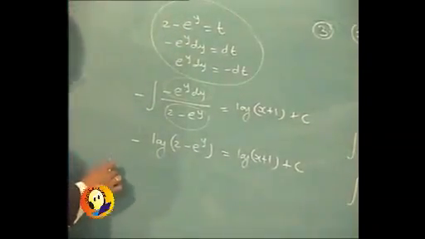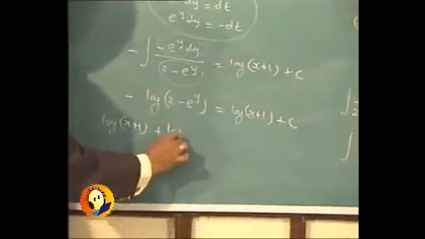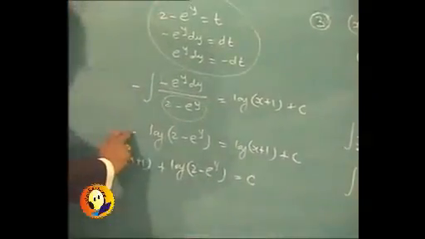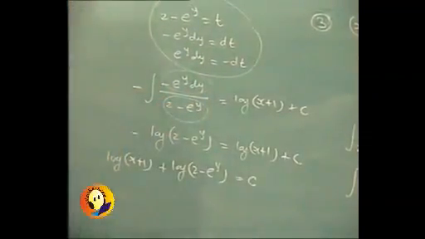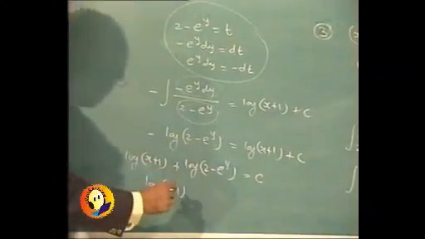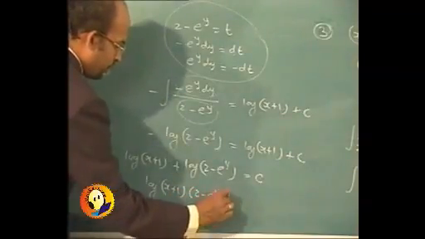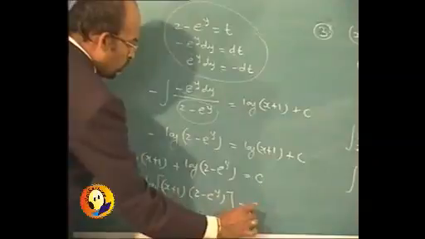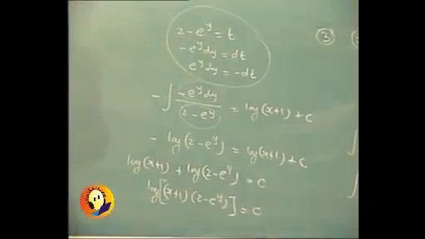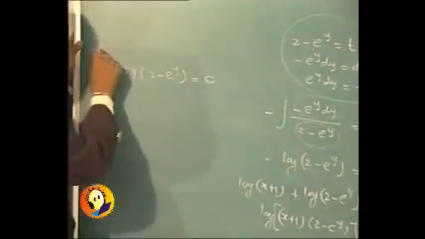So ultimately we get it as log of (x plus 1) plus log of (2 minus e raised to y) is equal to constant, taking this log on the other side and c on the left hand side. Ultimately we get it as log of (x plus 1) into (2 minus e raised to y), log of this whole thing equal to constant, and the final solution will be (x plus 1) into (2 minus e raised to y) equal to constant.